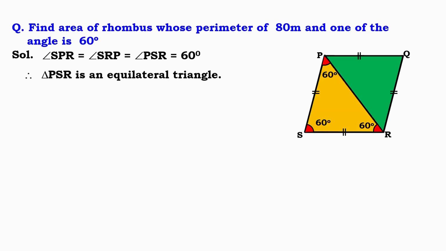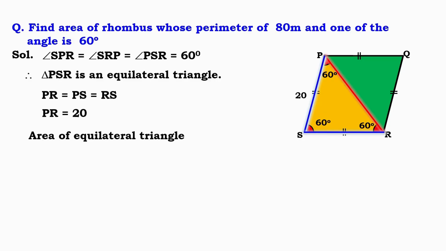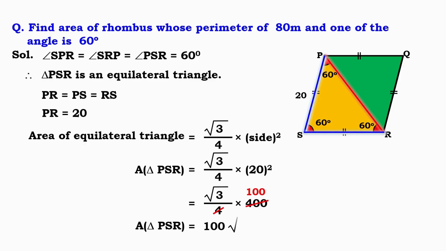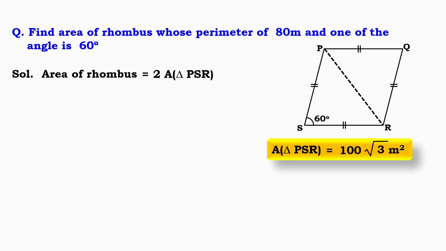Now what is the area of the equilateral triangle? That is square root of 3 by 4 into side square. So we have to apply that formula. So area of triangle PSR will be square root 3 by 4 into 20 square. So that is square root of 3 by 4 into 400, that is 100 root 3 meter square.